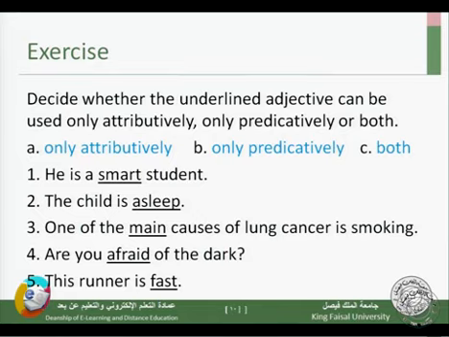This runner is fast. We can say he is a fast runner, okay, or the fast runner is here. So fast can either be used attributively or predicatively, so the answer is C, both.